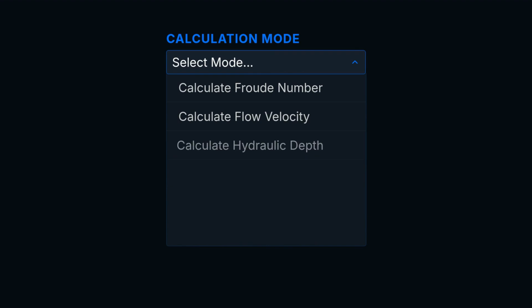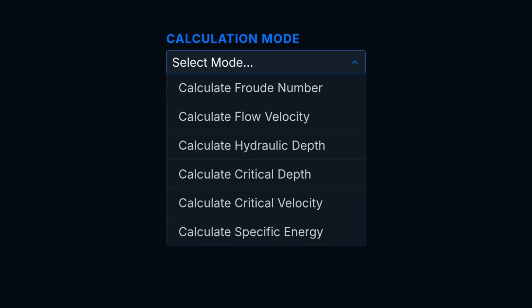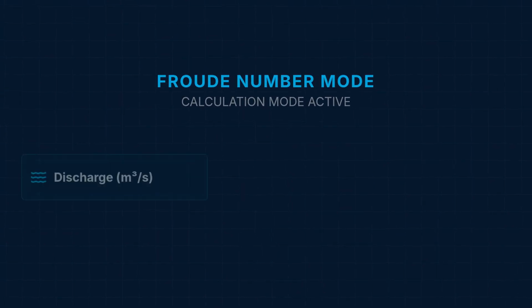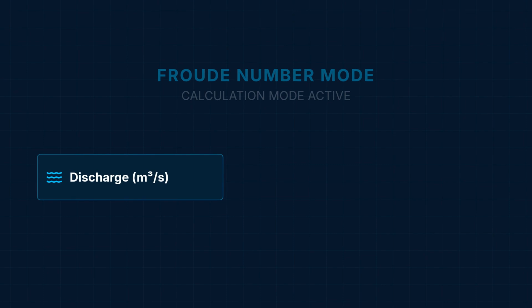You can calculate Froude number, calculate flow velocity, calculate hydraulic depth, calculate critical depth, calculate critical velocity, or calculate specific energy. For this demonstration, we're using Calculate Froude Number. Enter your flow velocity in meters per second, hydraulic depth in meters, and gravity in meters per second squared. Additional inputs include Froude number for other calculation modes, discharge in cubic meters per second, and channel width in meters.